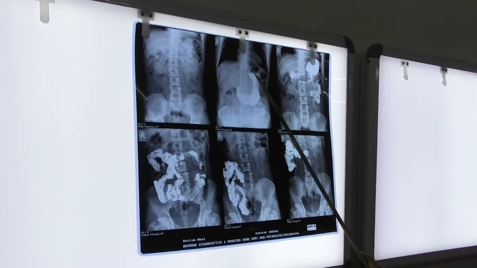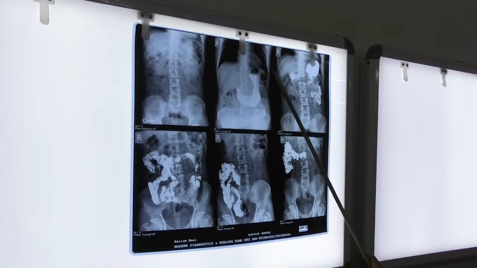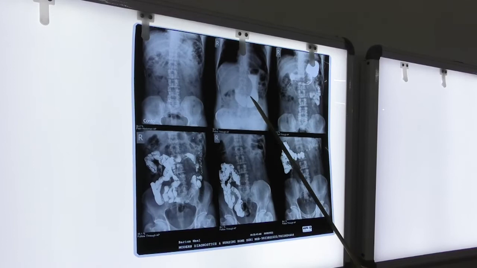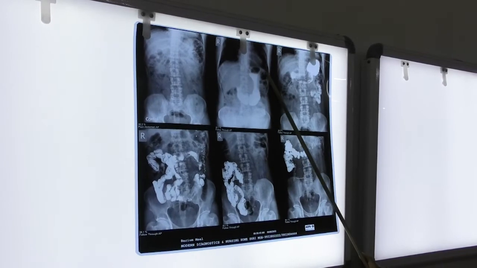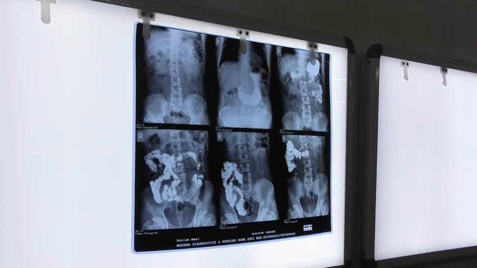First, what we can see is the black shadow. This is the diaphragm, then this is the stomach. In between the diaphragm and the stomach, this is the fundal region. We can see the fundic gas shadow.